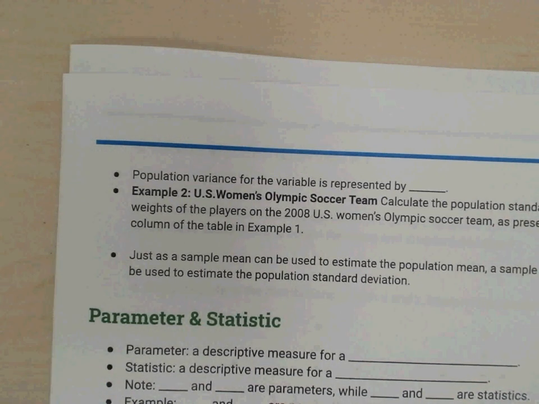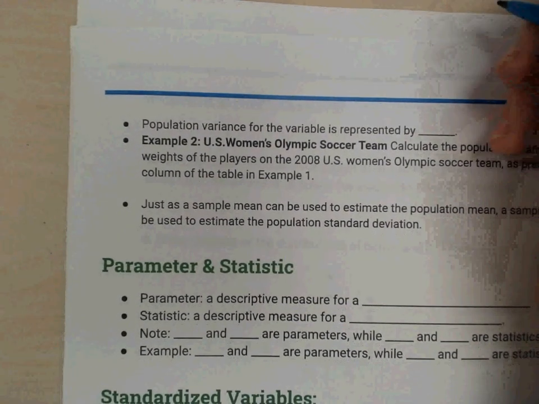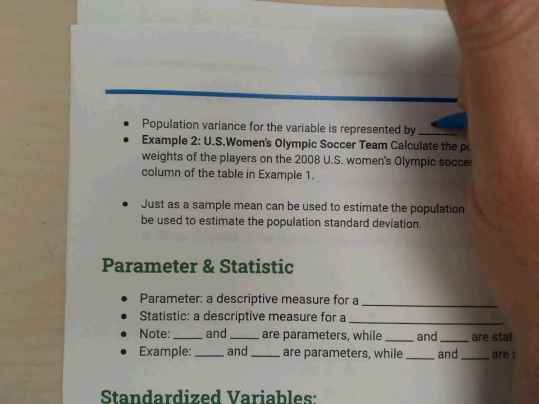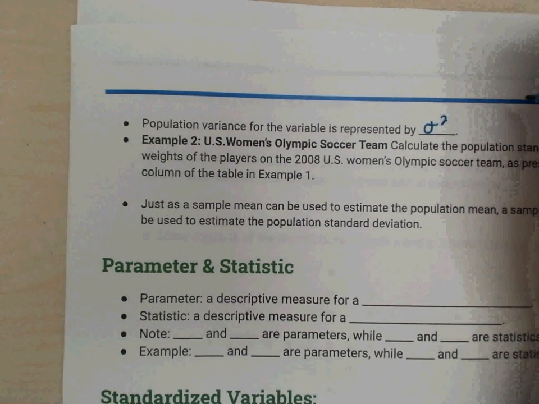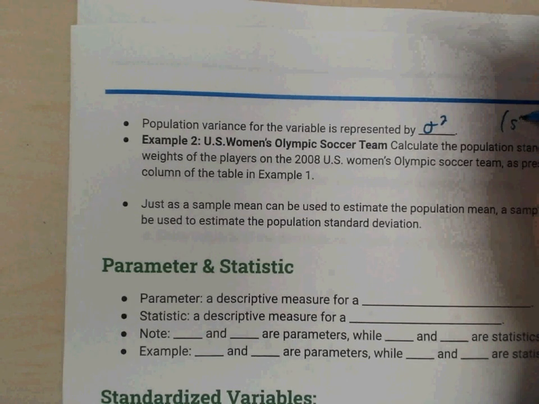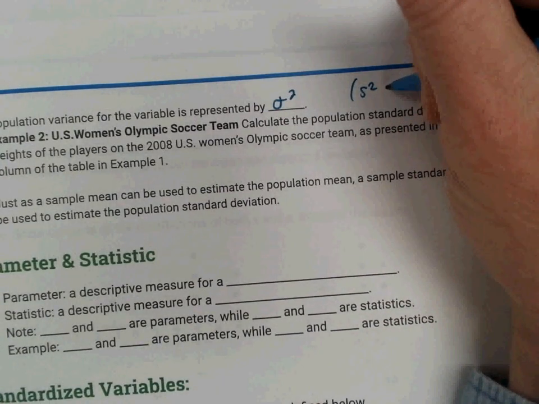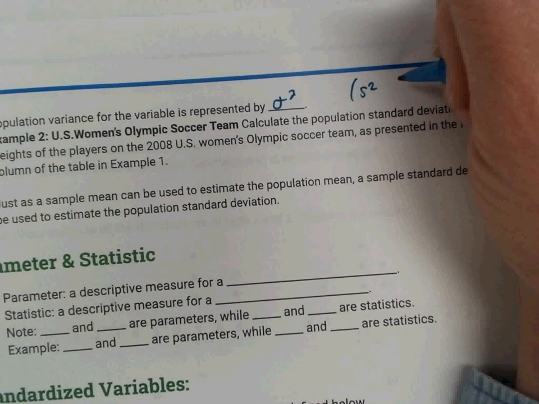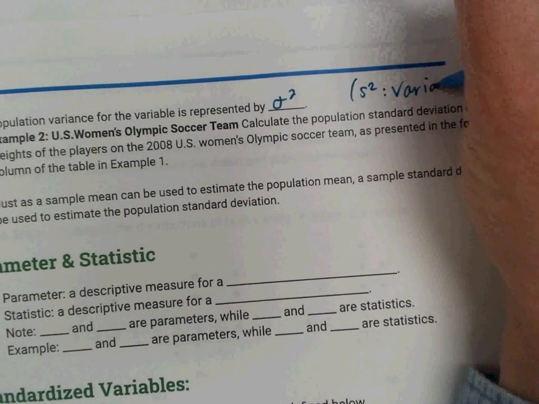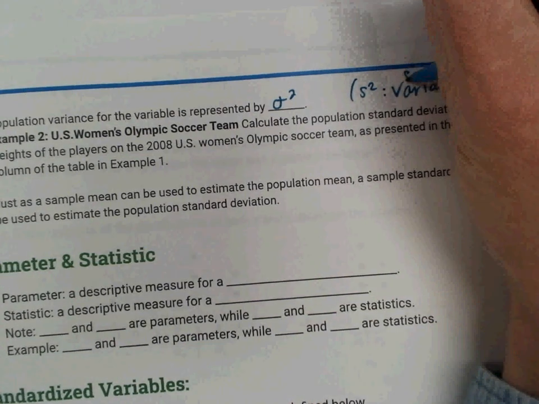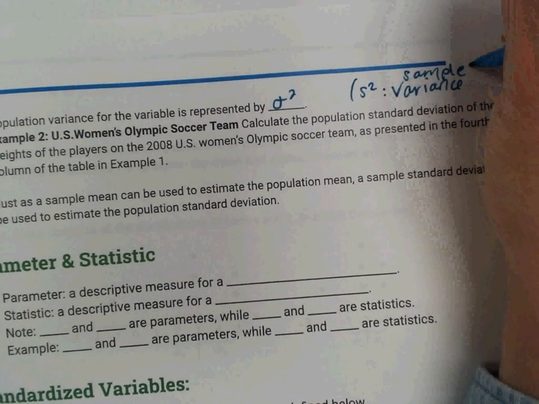So next, the population variance of the variable is represented by sigma squared, just like we have s squared for the sample variance.